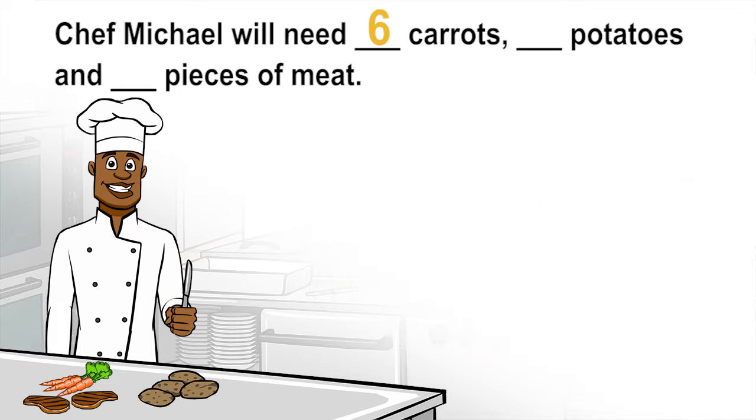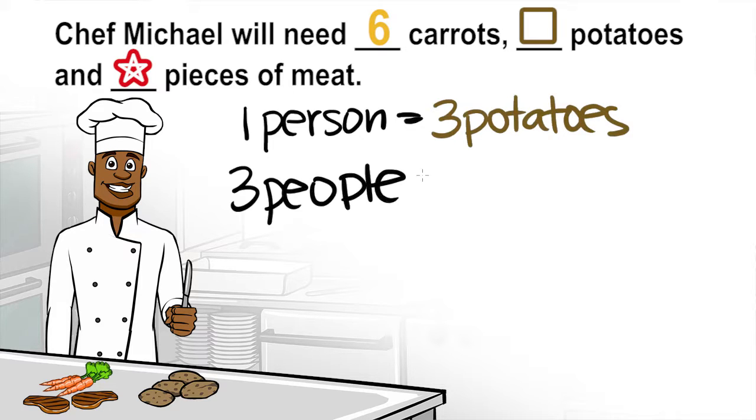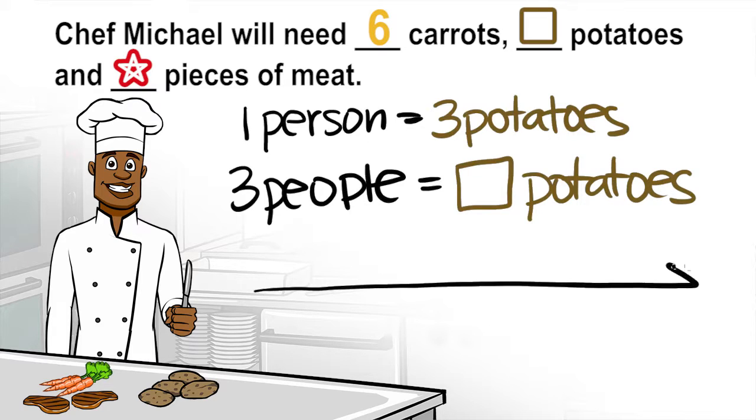Let's go back and figure out the amount of potatoes and the amount of meat Chef Michael needs to complete his recipe. In the problem, we learned Chef Michael needs 3 potatoes per person. We need to figure out how many potatoes he needs for 3 people. I will figure this out using a number line.